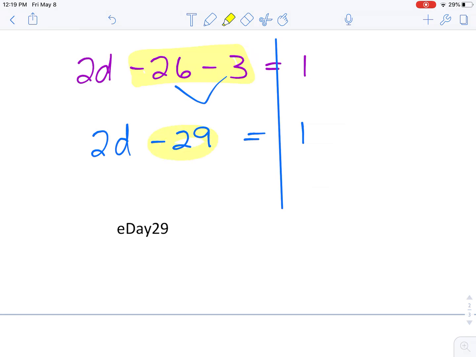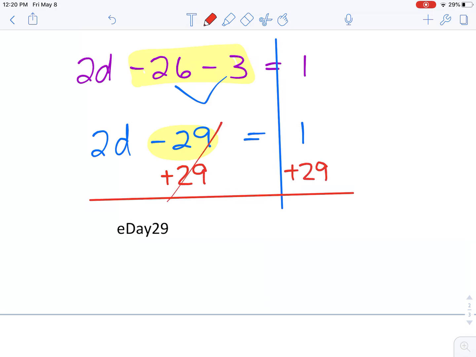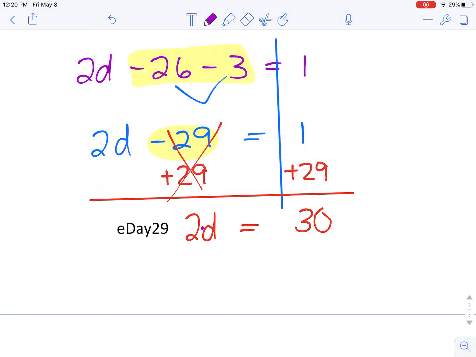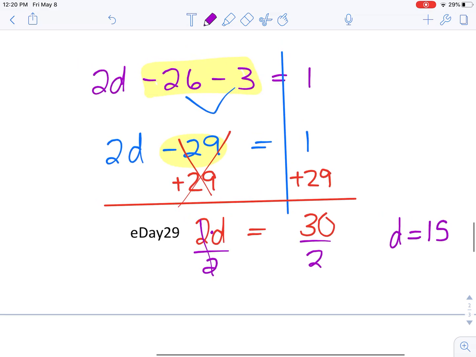We're going to move this negative 29 to the other side by doing opposite operations. So we are going to add 29. So we have our 2d. 1 plus 29 is 30. Right now we have multiplication. To undo multiplication, we are going to divide by 2. So d equals 15.